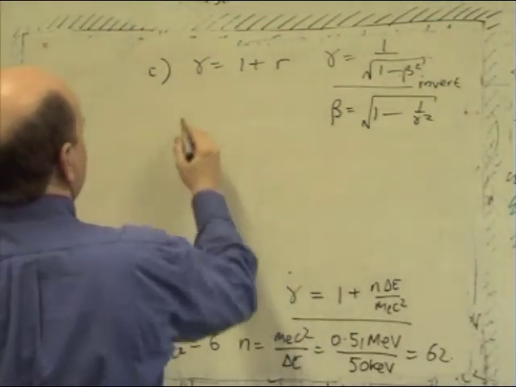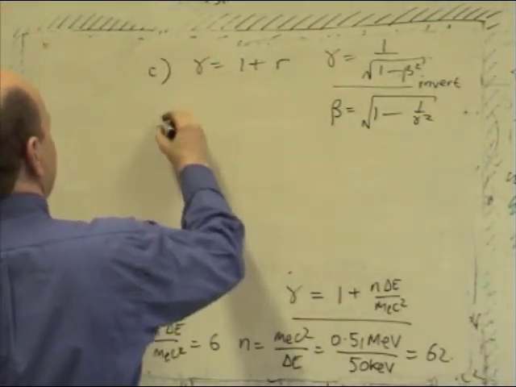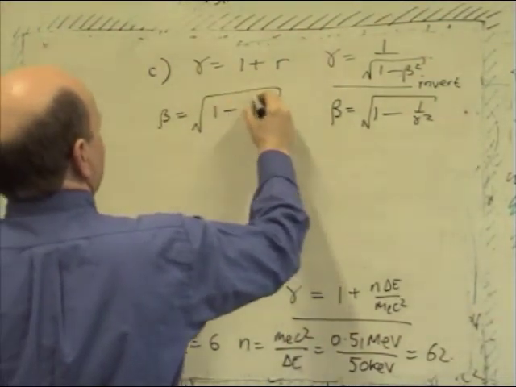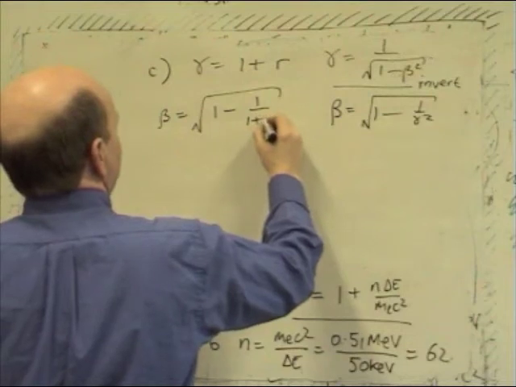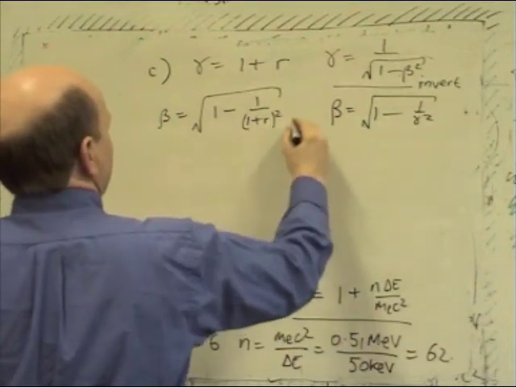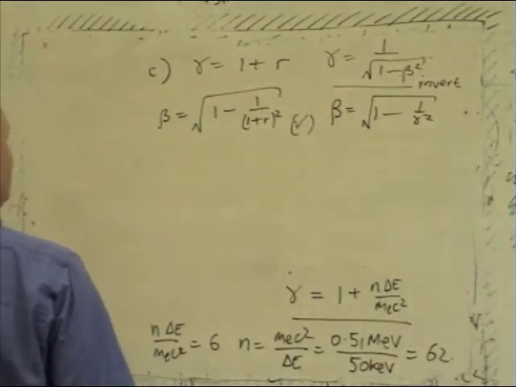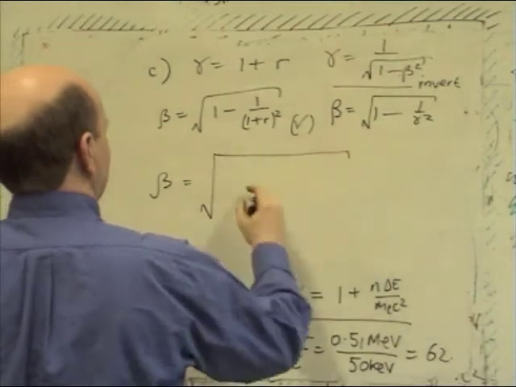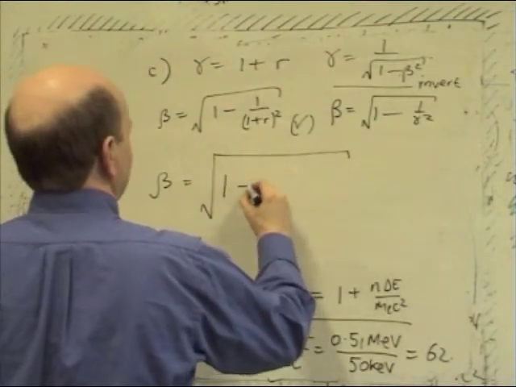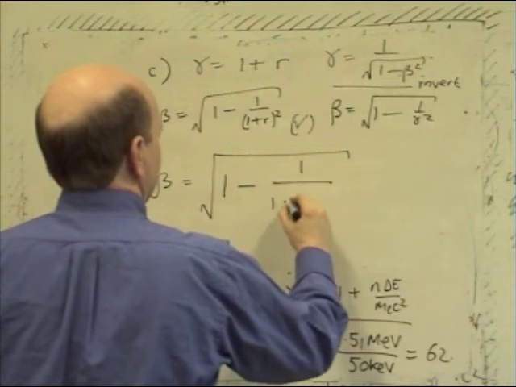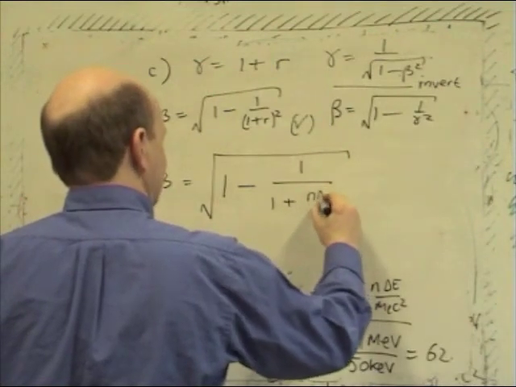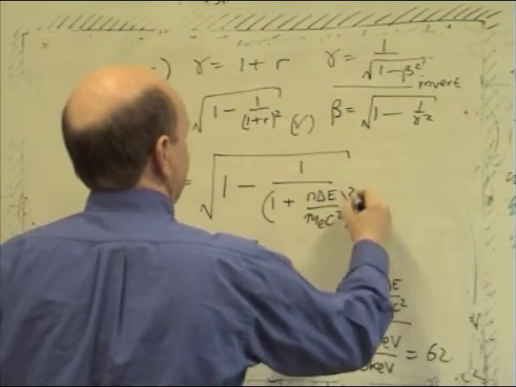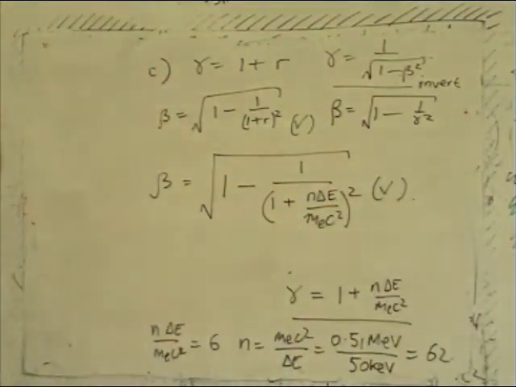And if you substitute the expression for gamma in terms of r into this formula, you get beta equals the square root of 1 minus 1 over 1 plus r all squared. And that's a perfectly acceptable answer for part C, in fact. You could also write, as some of you do, substituting back in the expression for r, beta equals the square root of 1 minus 1 over 1 plus n delta E upon m c squared all squared. That's a perfectly acceptable answer too.